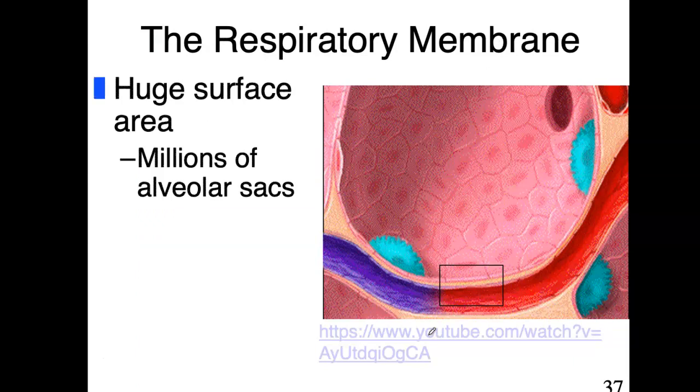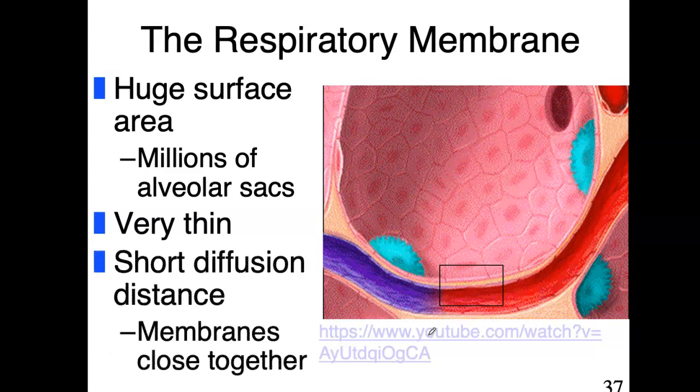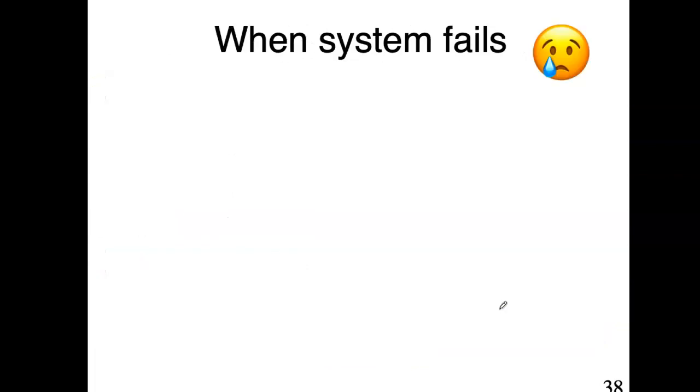The respiratory membrane, do you remember? We have a huge surface, about the size of a tennis court, with millions of alveolar sacs. And it's very thin, it's one cell thick. It's a short diffusion distance. We talked about that already, this diffusion distance. And those membranes are so close together that that crossing of that gas is quite easy under good conditions. Quite easy when you're healthy, but the system does fail.